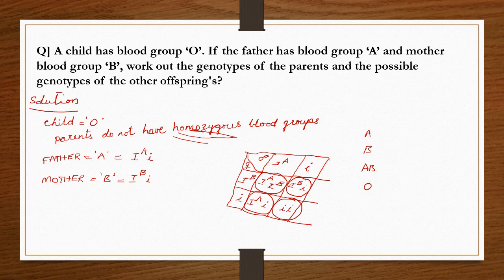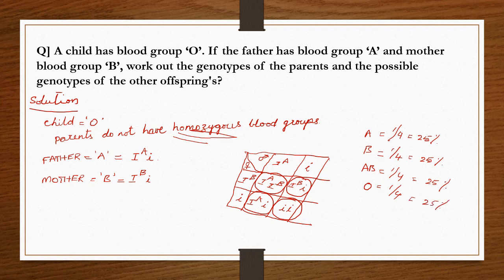Out of 4, one child has A blood group, that is 1 by 4, equal to 25%. Out of 4, one child will get B blood group, again 1 by 4, so 25%. AB blood group, only one child gets, 1 by 4, and O blood group is also 1 by 4. So each is 25%.